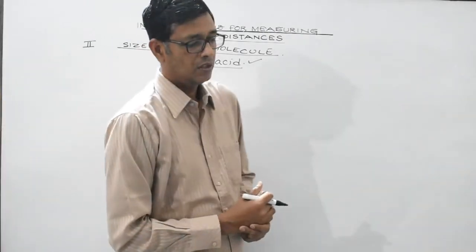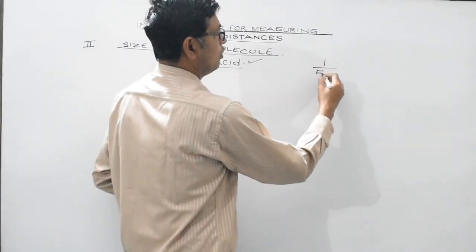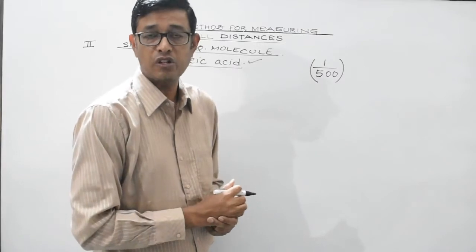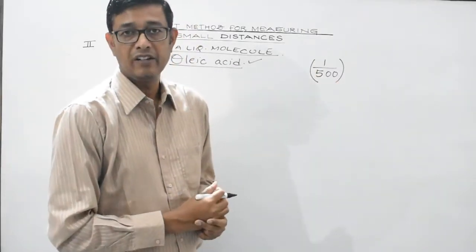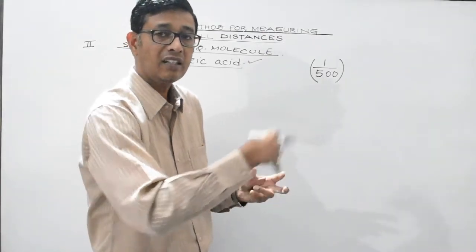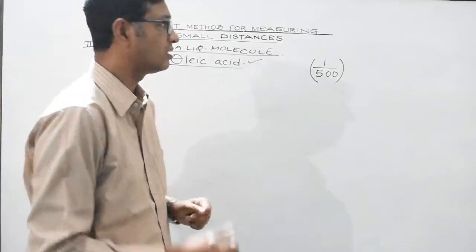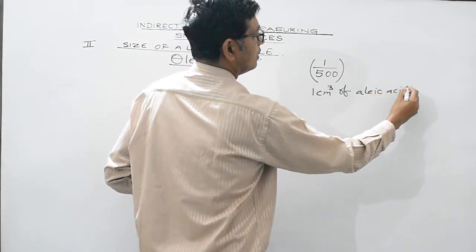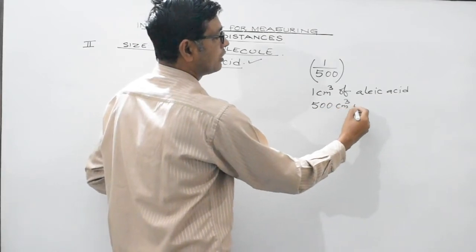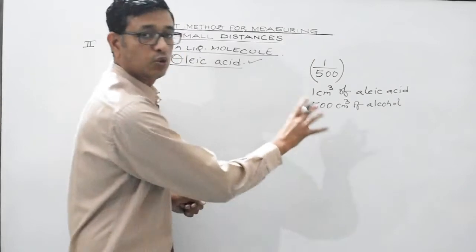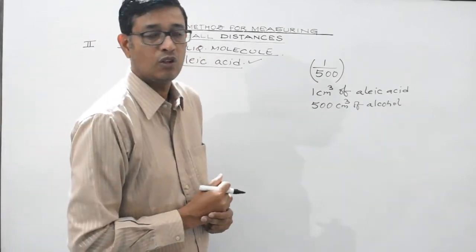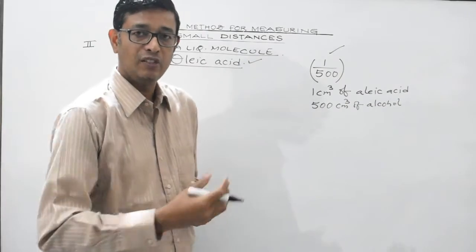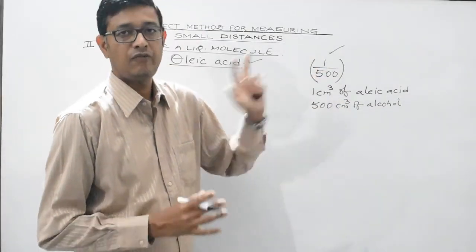Suppose a solution of concentration 1 by 500 is to be made, obviously by a combination of oleic acid and alcohol. What I mean to say is that 1 centimeter cube of oleic acid is to be dissolved into 500 centimeter cube of alcohol, so as to make an oleic acid solution of concentration 1 by 500. So that is the process. Let's say we have made an oleic acid solution of concentration 1 by 500.